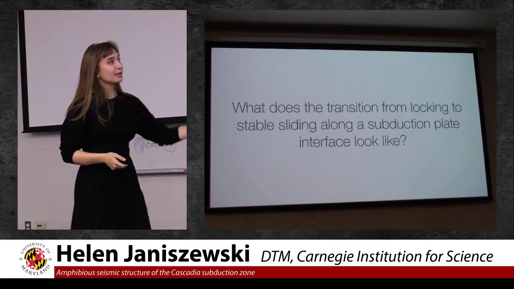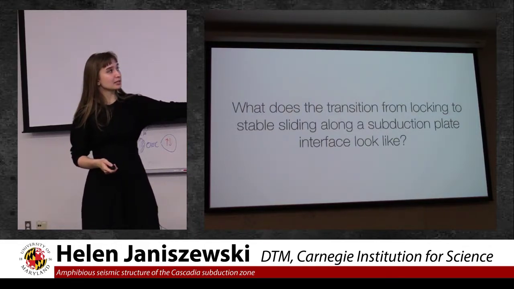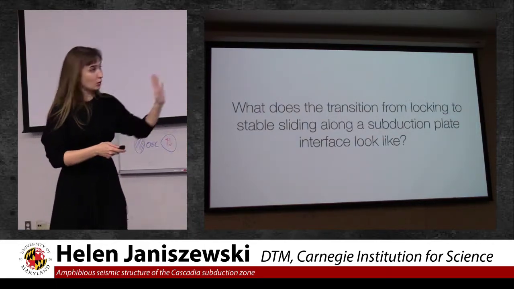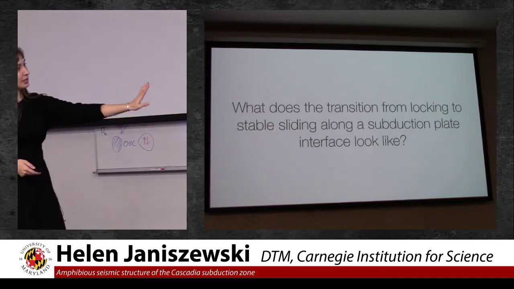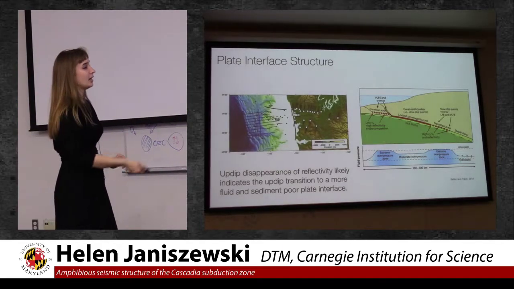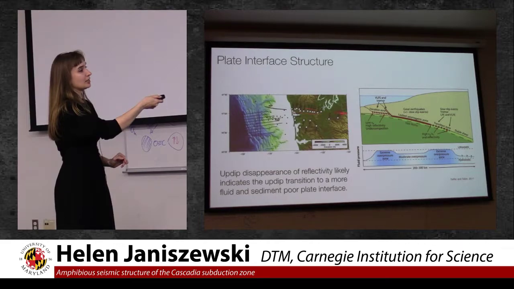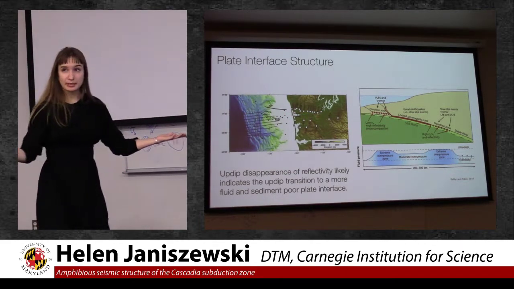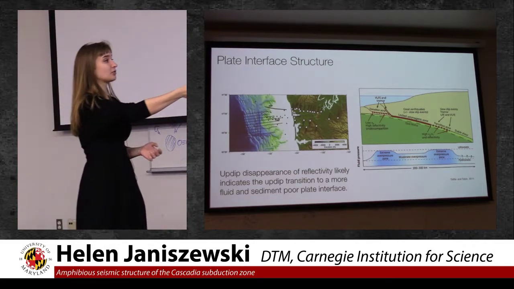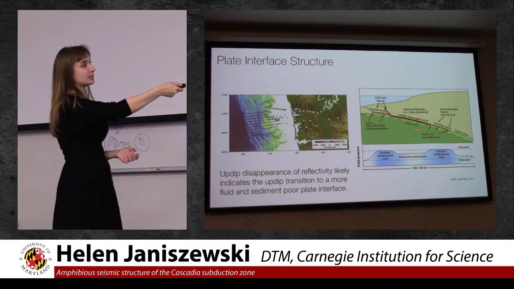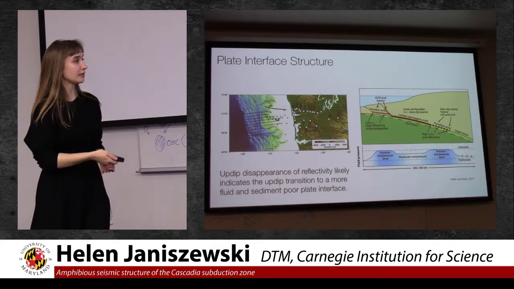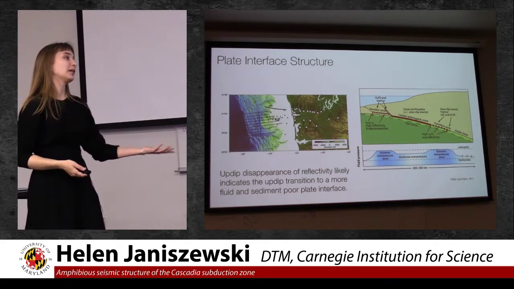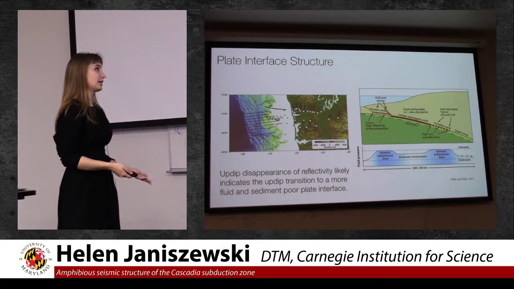So again, using different data, but coming back to the same question, what does the transition from locking to stable sliding look like? We see this up-dip disappearance of reflectivity, and the simplest explanation, given what we know of the region, is that it's reflecting a transition from what we would expect to see associated with that sort of structure into a more sediment and fluid pore plate interface.